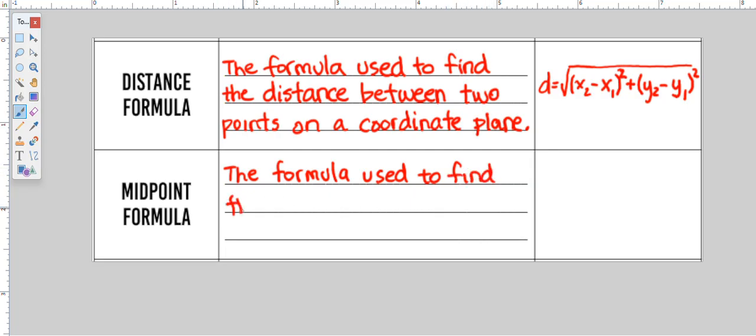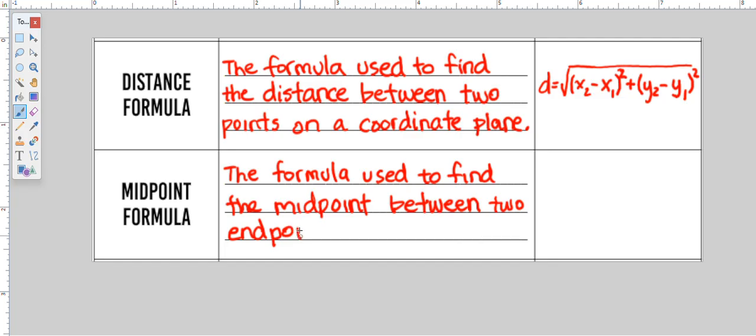To find the midpoint between two endpoints. So earlier when I drew my A to B, B to C, I did not put it in the center. Maybe I don't know where the center is, but the midpoint formula tells us where the center is. The midpoint between two endpoints.